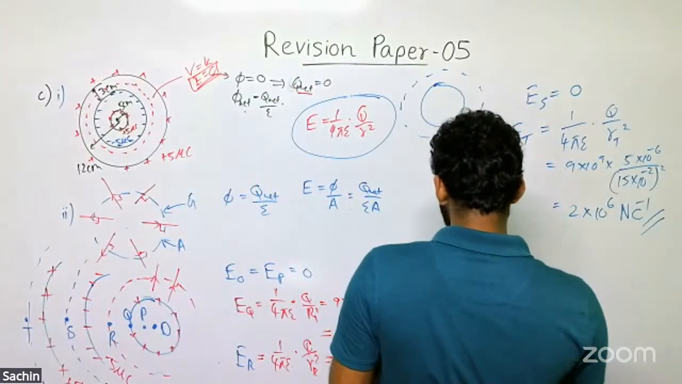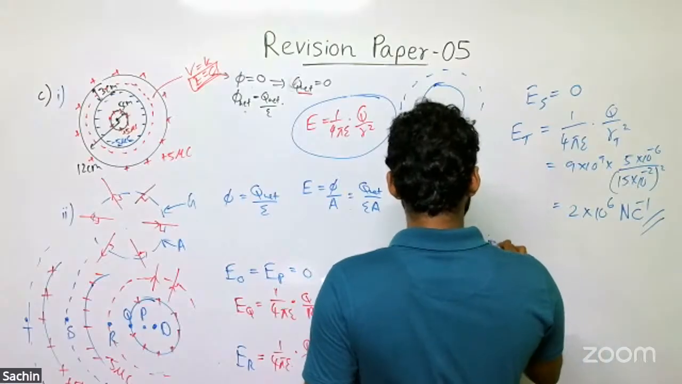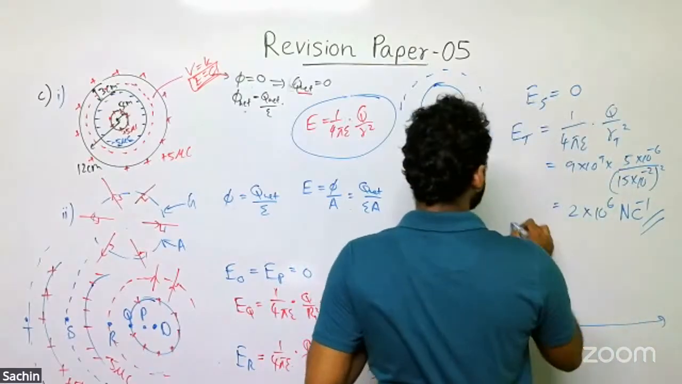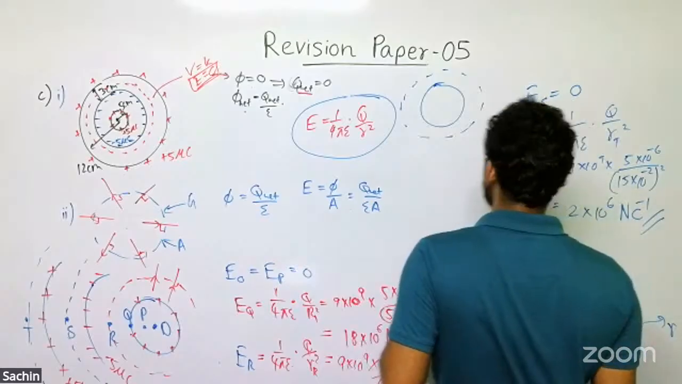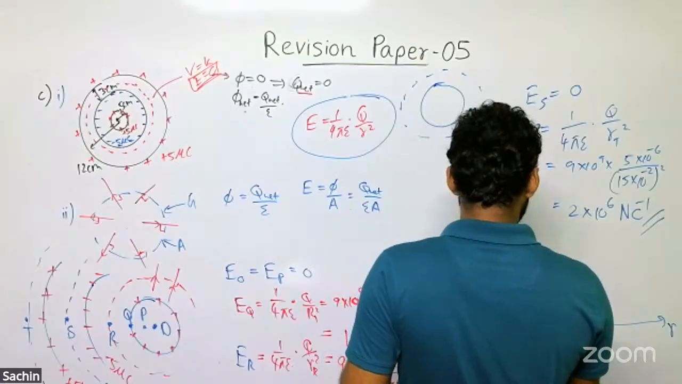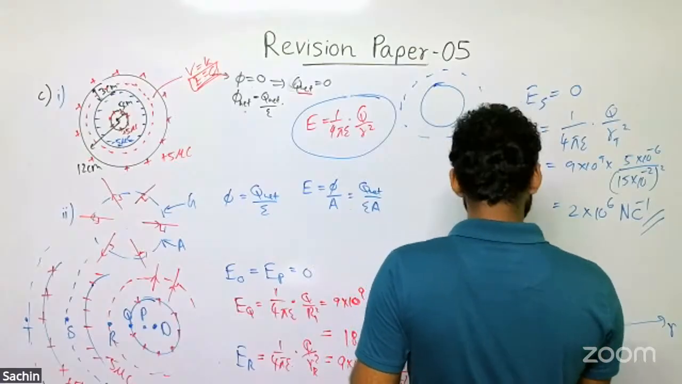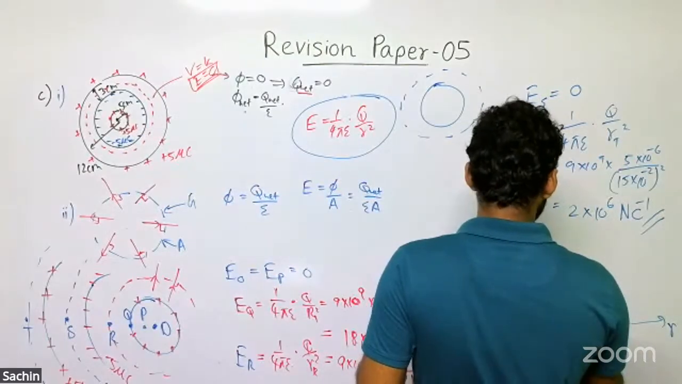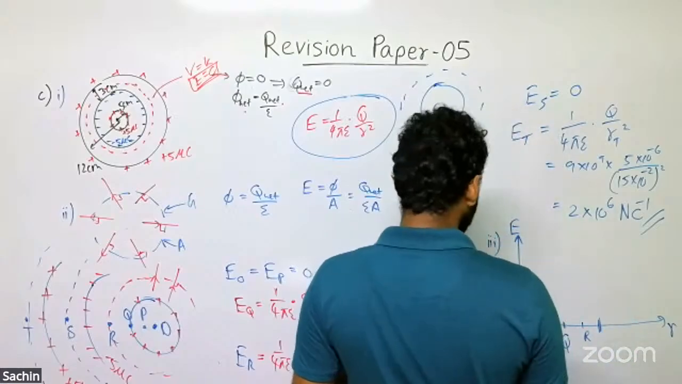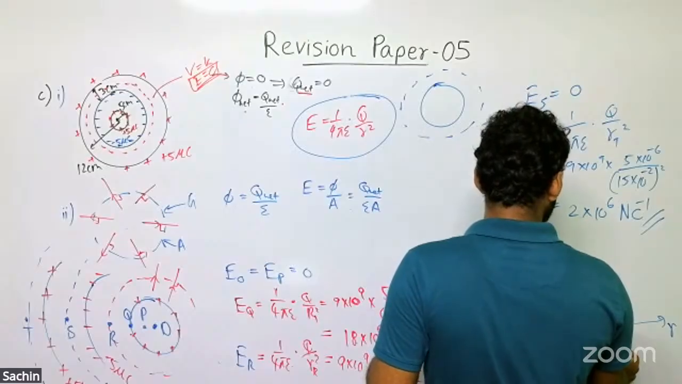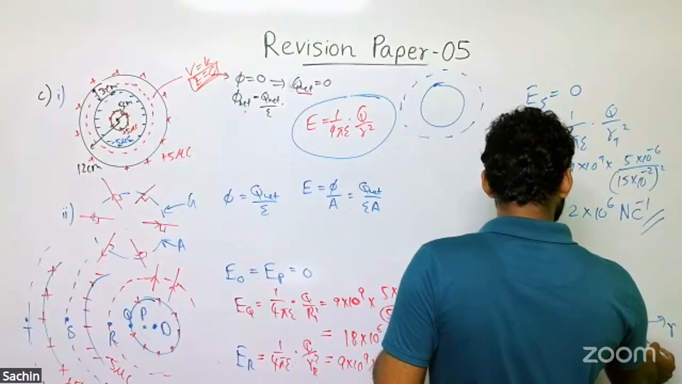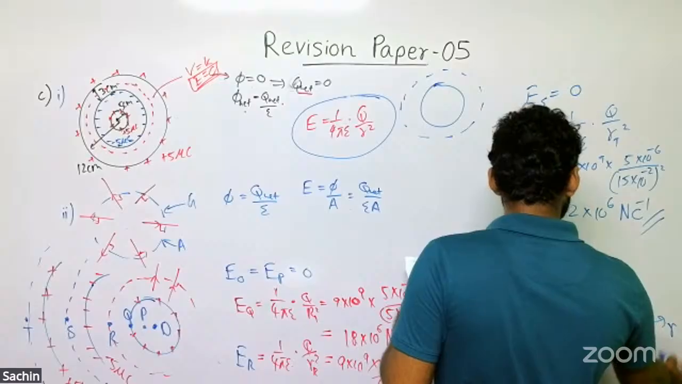Sketch the variation of electric field intensity with distance from the center. Okay, it just asks to sketch the variation of electric field with the distance. So let me mark these points. O, P, Q. Q is here. Then R in the middle. And the surface point is there. Let's say this is the point at which the inner surface starts. Inner surface. And then point S comes, and the outer surface comes. And the point is there.